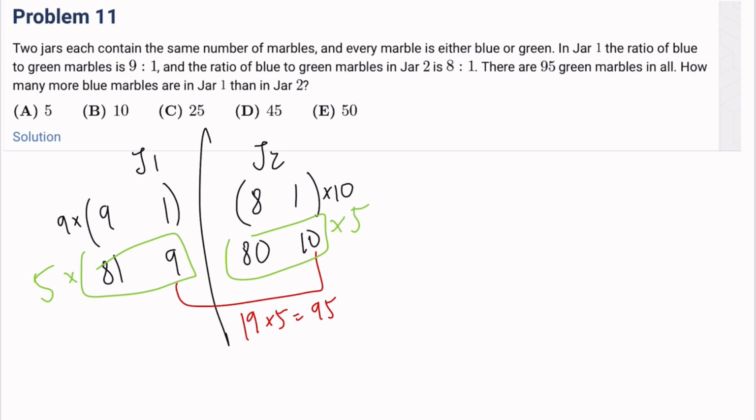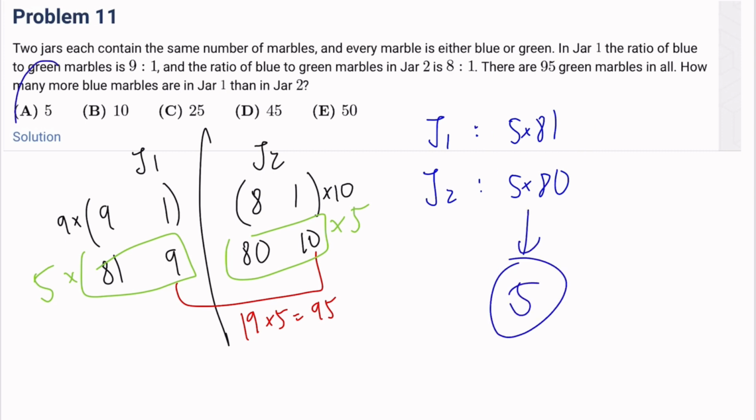And so how many more blue marbles in jar 1 than in jar 2? Okay, so for jar 1, we have 5 times 81 blue marbles, and jar 2, we have 5 times 80 blue marbles, right? And we have to find the difference, and that's just 5. So the answer is A.